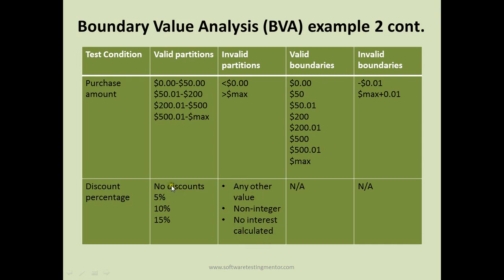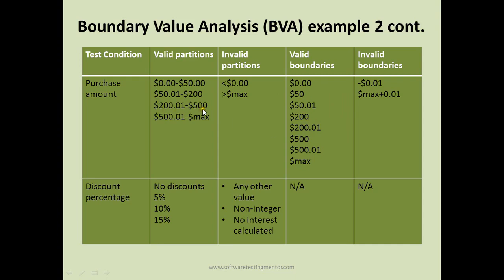So anything other than these discounts is an invalid partition for discount percentage. So let's see what will be the valid boundaries. Valid boundaries are the first and last value of the first valid partition, so 0 and 50. Then the valid boundaries for another partition, the first and last value of that partition, so 50.01 and 200.